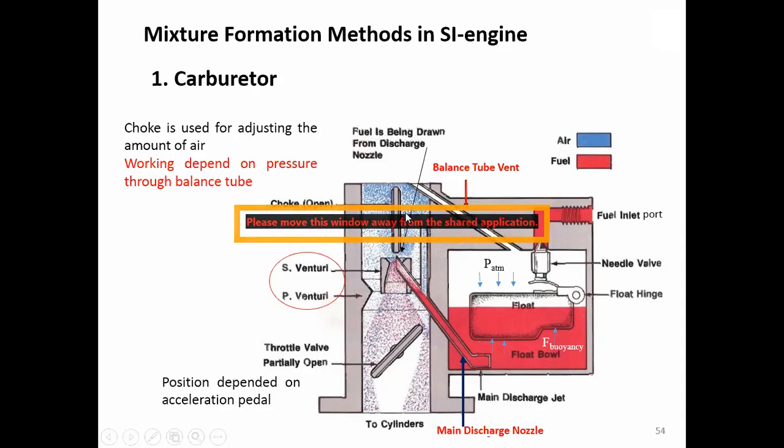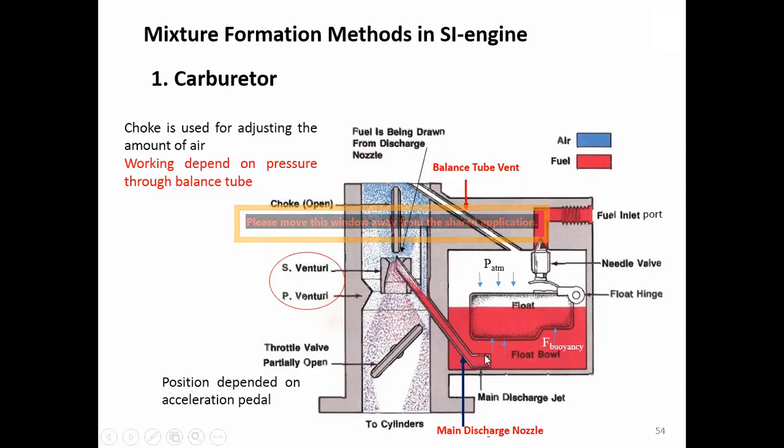And when the air flows in, it will flow through both the secondary venturi and the primary venturi, right? When it flows into the secondary venturi, it will create suction at the throat here, right? And because of this suction happening right here, the fuel in the float chamber here can flow to the main discharge nozzle here, right?